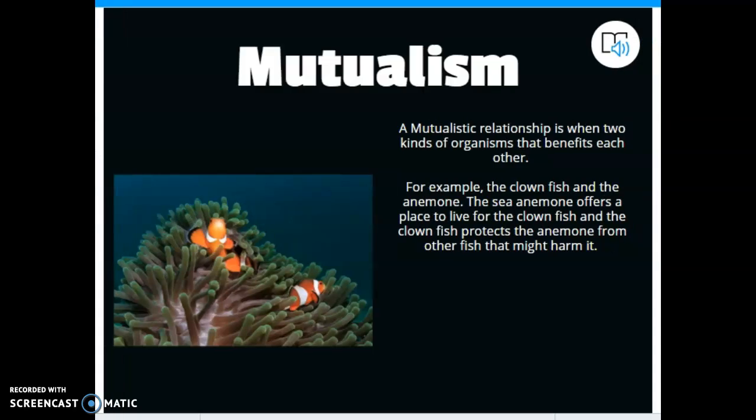Our second form is probably the one that I think people are going to like the most, mutualism, or a mutualistic relationship. That is when there's a relationship between 2 organisms and they both get a positive benefit. They both benefit. Now, we've seen these guys before, the sea anemone and the clownfish.